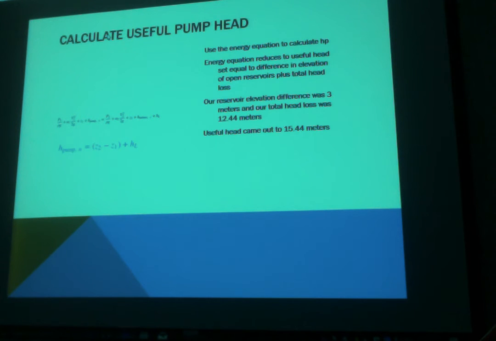Once you have the total head loss in your system, you can then plug it into your energy equation to calculate your total useful head. Now, the energy equation reduces to the useful head set equal to the difference in elevation of open reservoirs plus total head loss. Our useful pump head came out to about 15.44 meters.